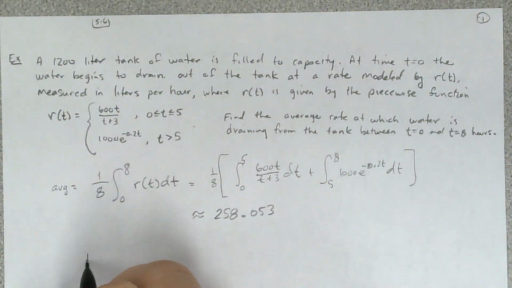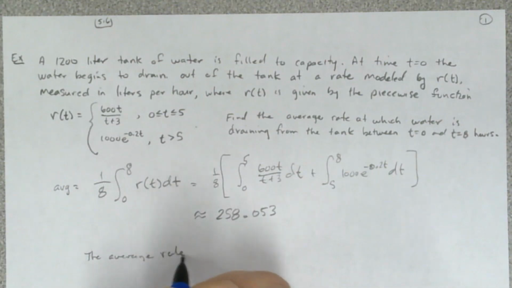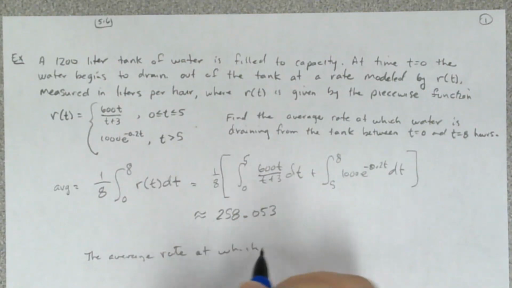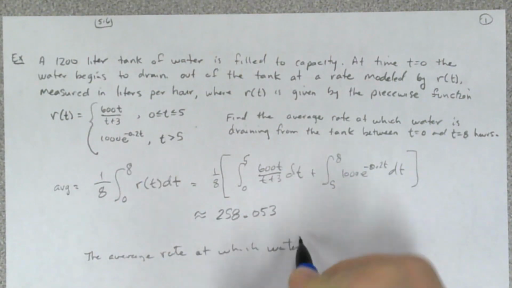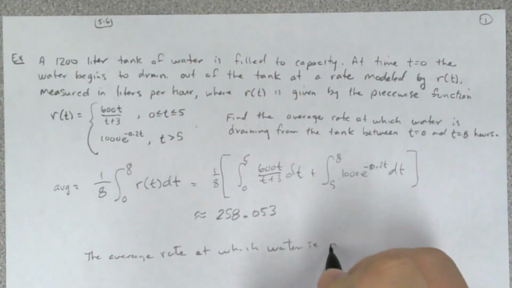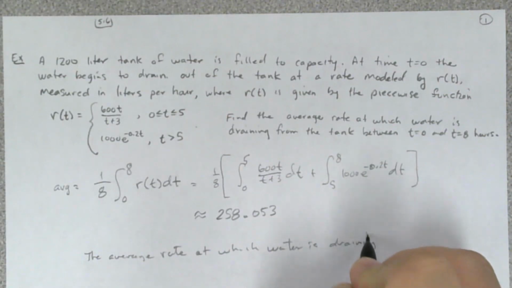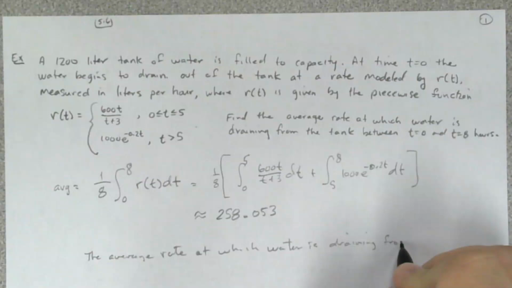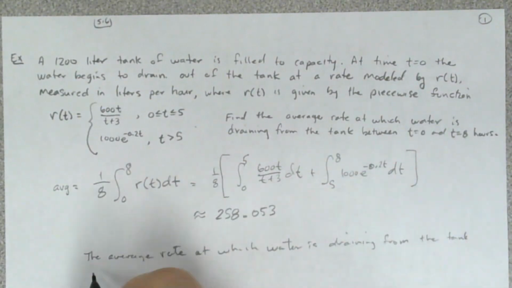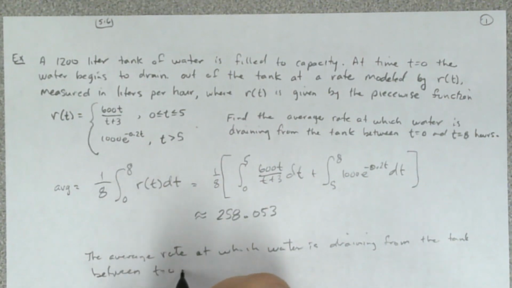This is the average rate at which water is draining from the tank between t equals 0 and t equals 8, units, hours.